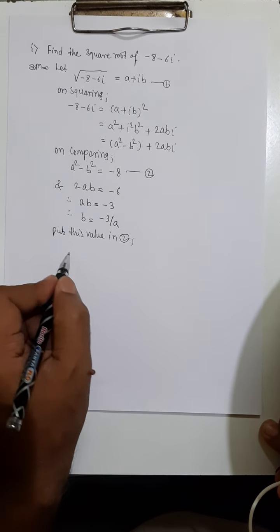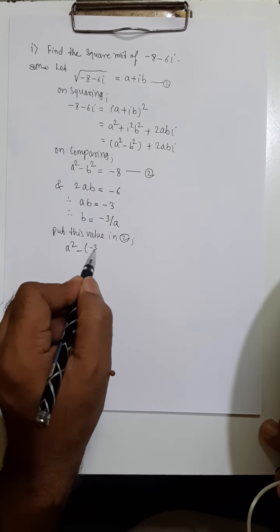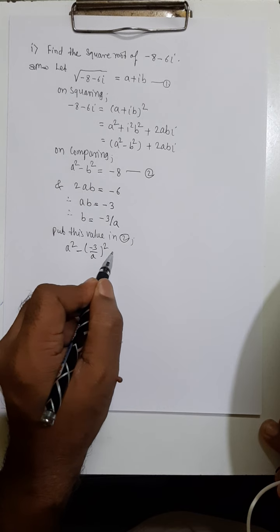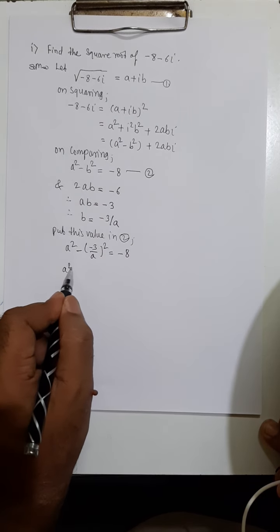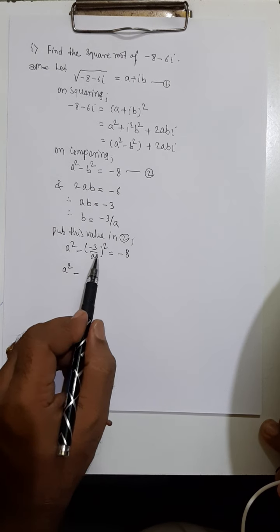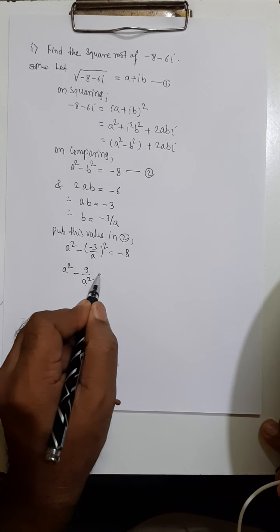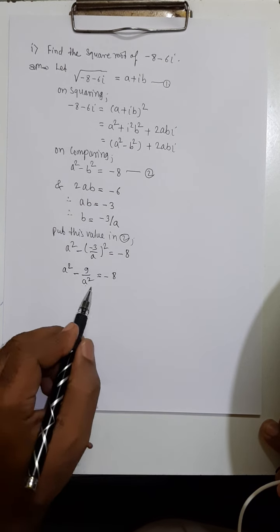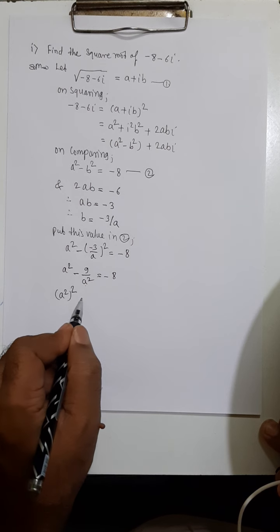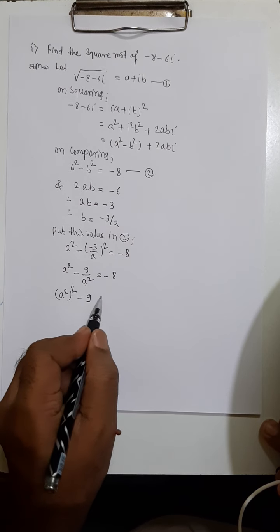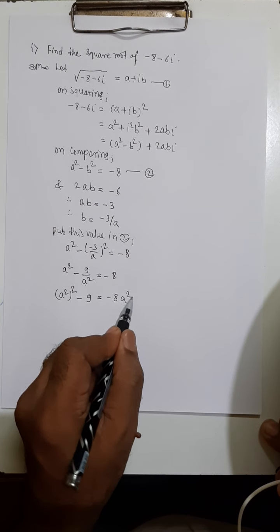So equation 2 becomes a square minus b square. b means minus 3 divided by a, its square, is equal to minus 8. Simplify: a square minus square of minus 3, we get 9 divided by a square is equal to minus 8. Cross multiplication: a square into a square means a square square, minus 9 is equal to, take a square on the right side, minus 8 a square.